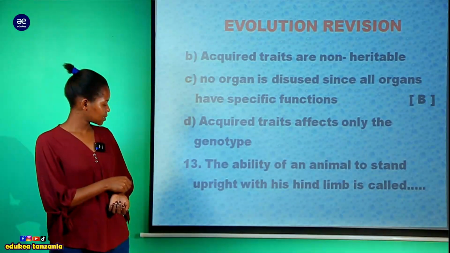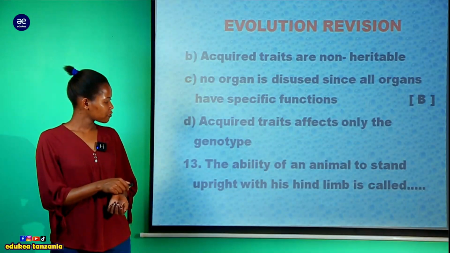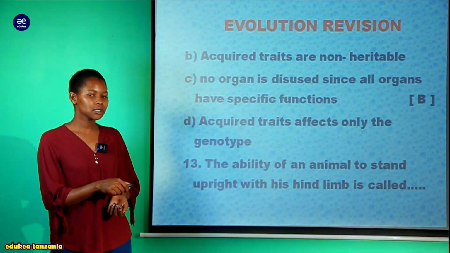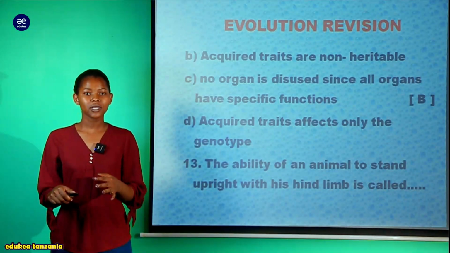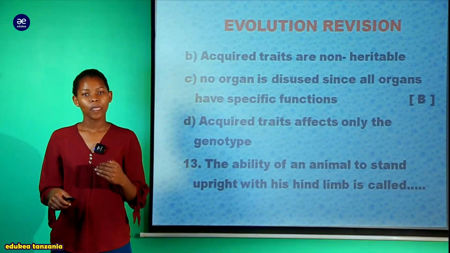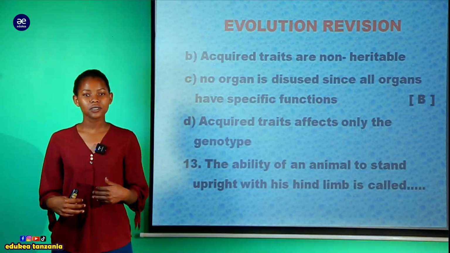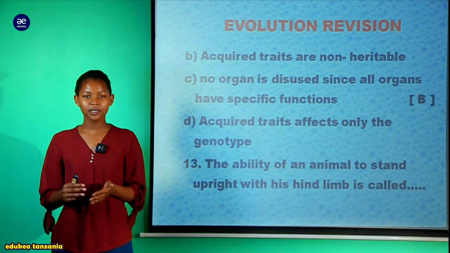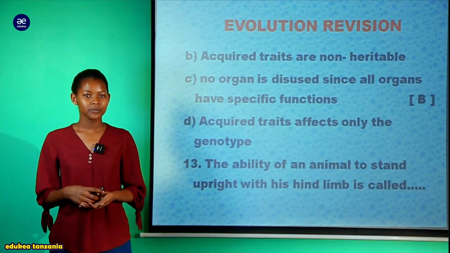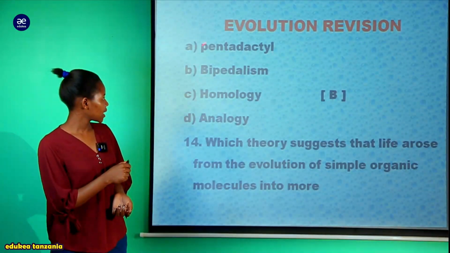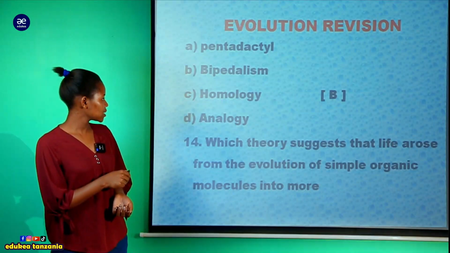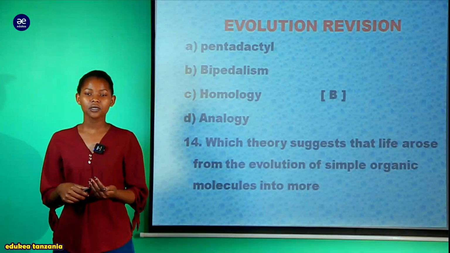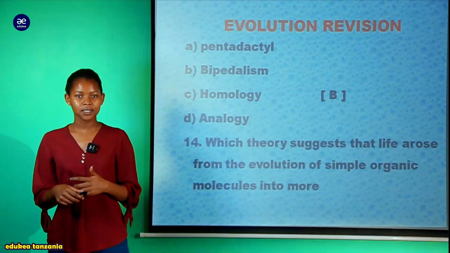On the question number 13, you can see the ability of an animal to stand upright with his hind limb is called. Uwezo wa animal kuweza kustand with his hind limb upright, kama mimi hapa nilivyosimama, inaitwaje? A is pentadactyl, B bipedalism, C homology, and D analogy. This is all about bipedalism, standing with two limbs uprightly.